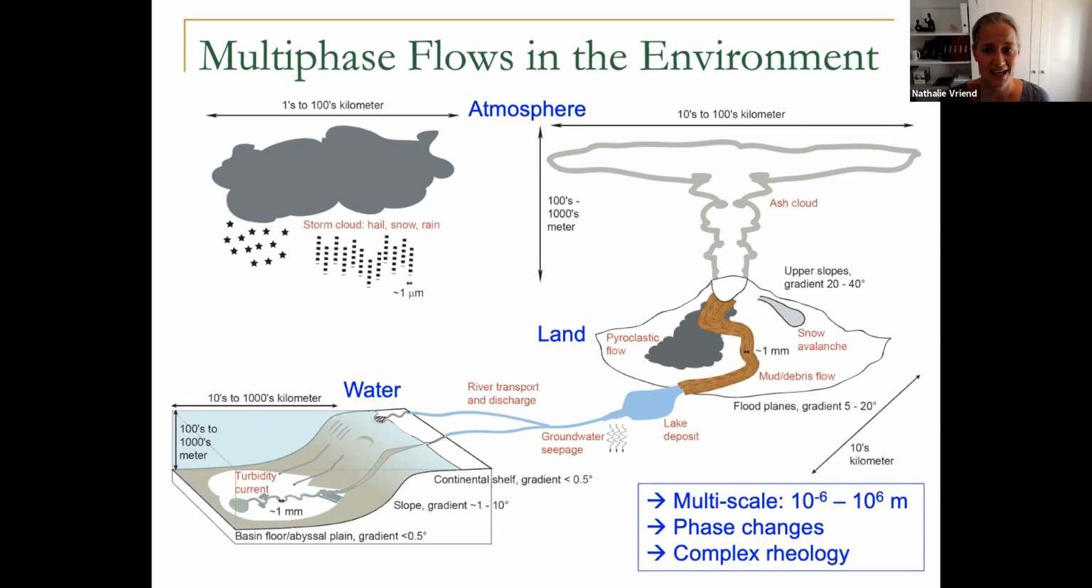And a third complication that you see in multi-phase flows in the environment, which can happen in the atmosphere, land, or water, is that we're looking at a very complex rheology. This is not a simple Newtonian flow. Because of the interaction between particles and fluids, we really are looking at non-Newtonian or complex rheologies that we need in order to describe flows like this. So next slide, please.